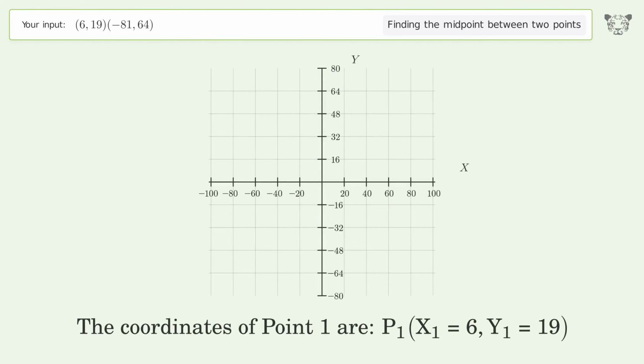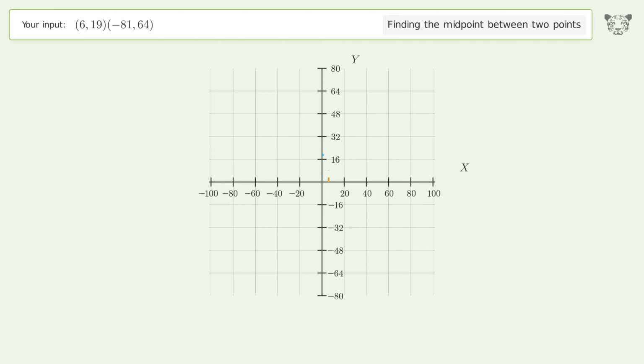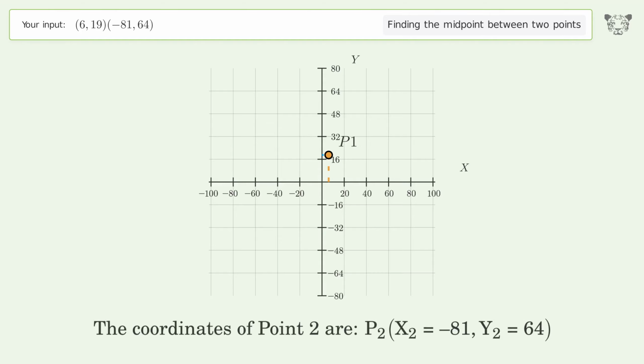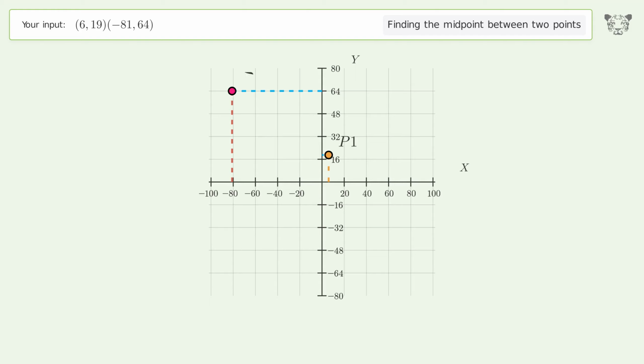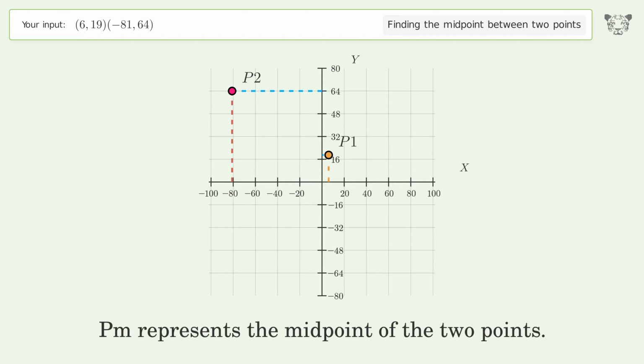The coordinates of point 1 are x1 equals 6, y1 equals 19. The coordinates of point 2 are x2 equals negative 81, y2 equals 64. PM represents the midpoint of the 2 points.